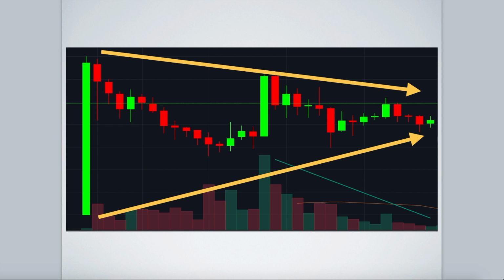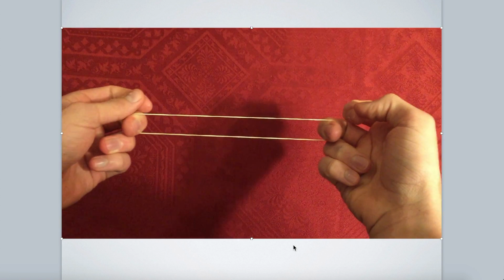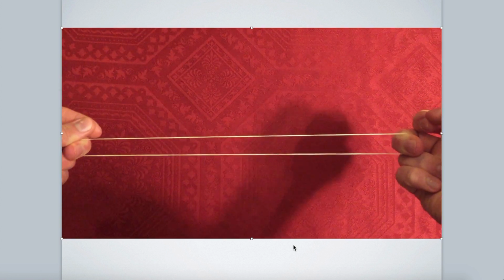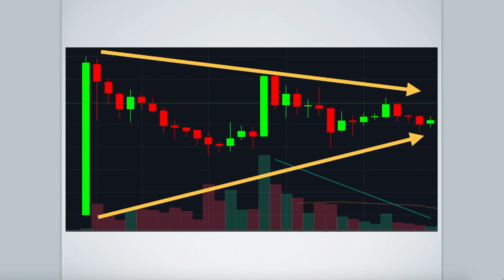A good metaphor or analogy would be comparing it to a rubber band. You can stretch and stretch a rubber band until it hits a flex point and it breaks. With these equilibrium patterns from inside bars, what happens is they get tighter and tighter, right? The volume thins out and a break, either bull or bear, is imminent, and it will happen with increased volume and volatility.